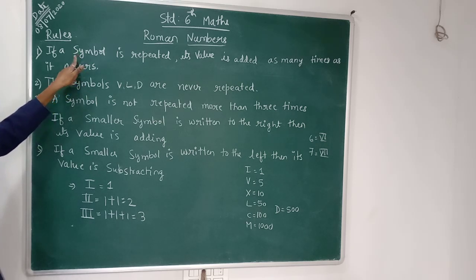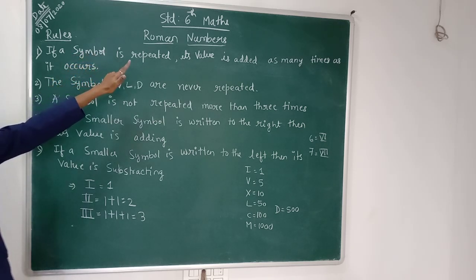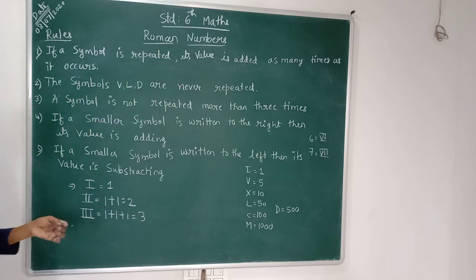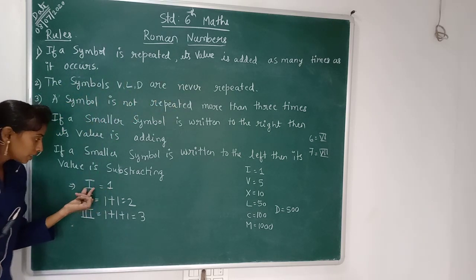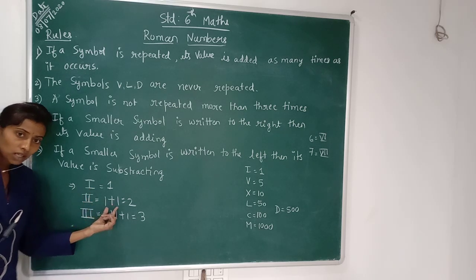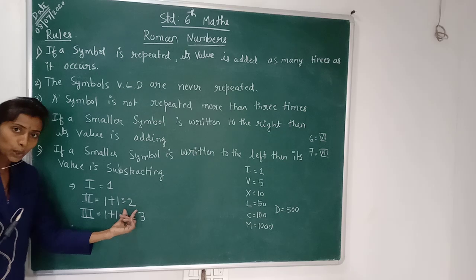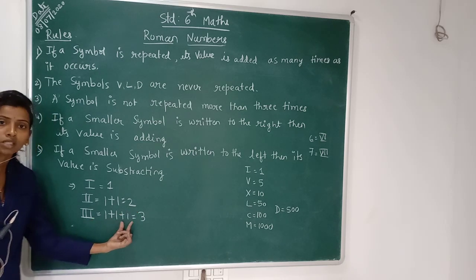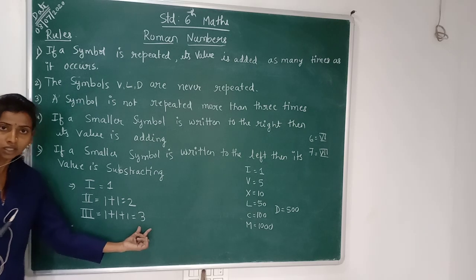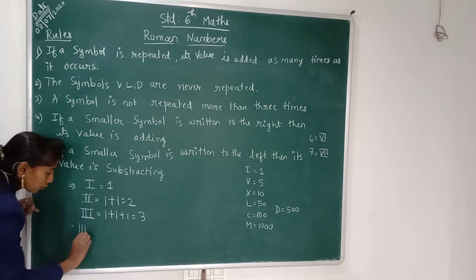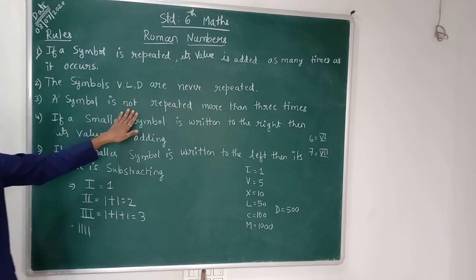The first rule is, if a symbol is repeated, its value is added as many times as it occurs. See, 1 we write as I. If it repeats 2 times, we add 1 plus 1 is equal to 2. If it repeats 3 times, 1 plus 1 plus 1 is equal to 3. We cannot repeat this number 4 times. That is the next rule.